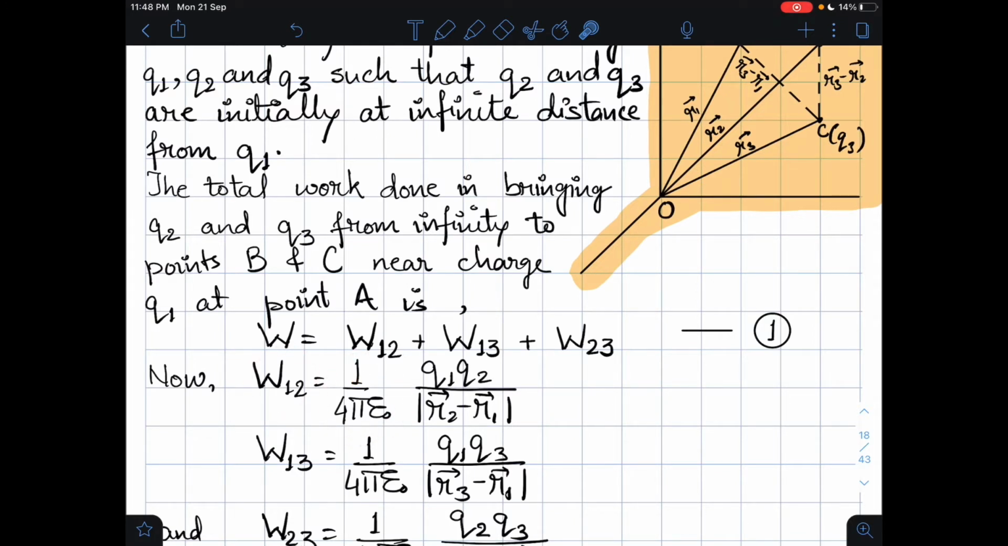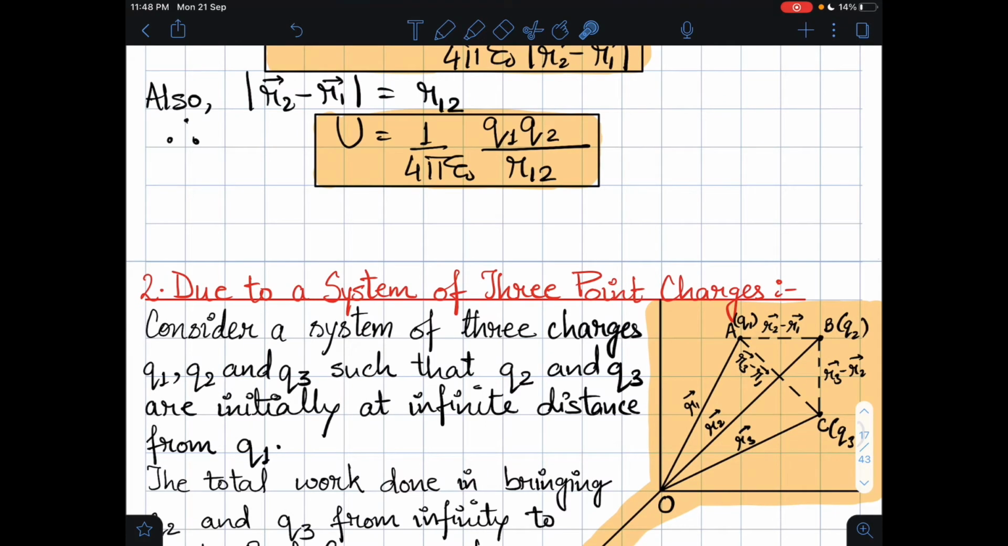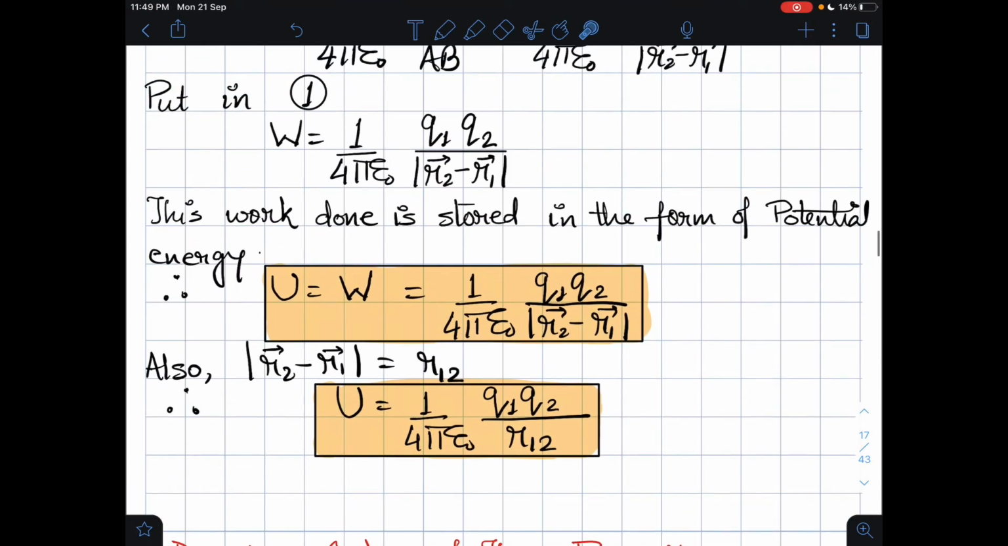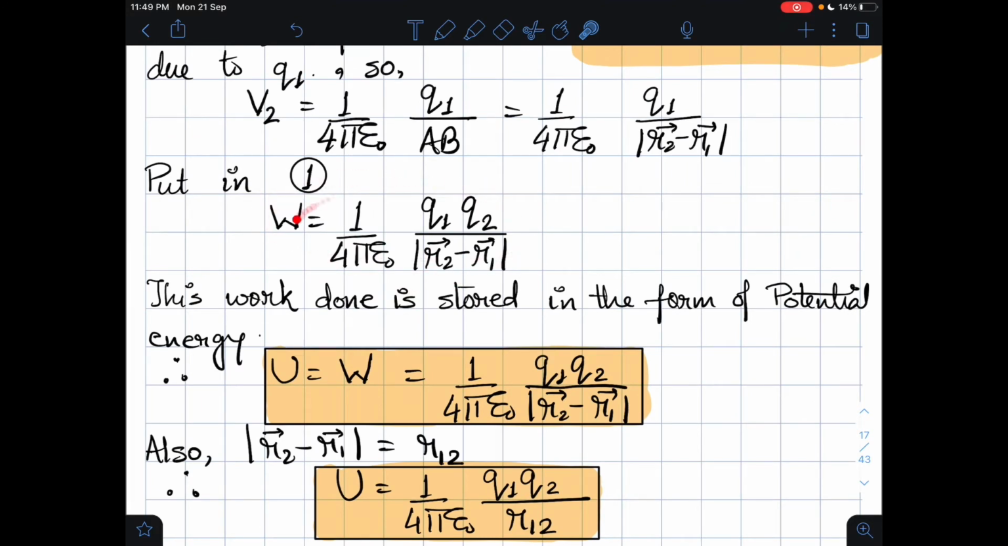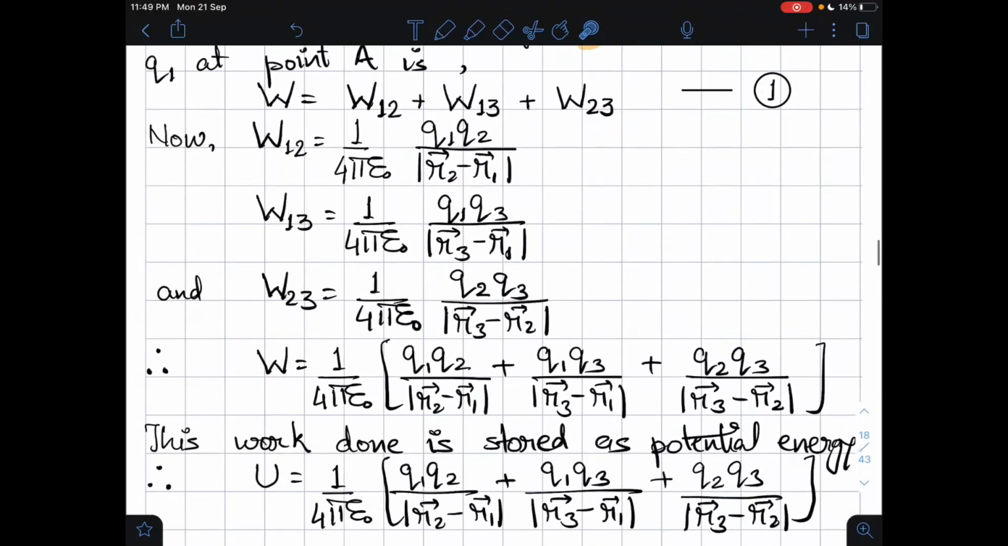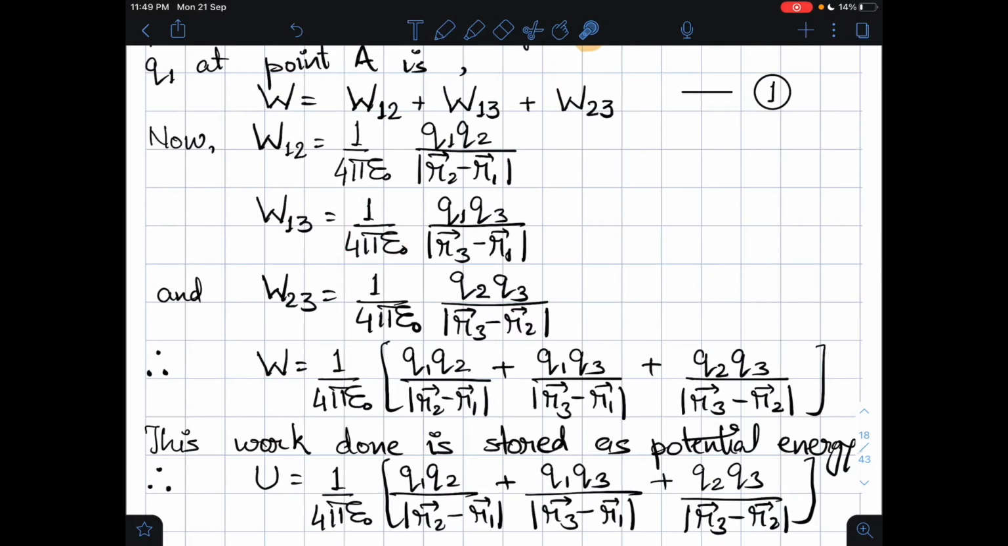Now work done by first on second is 1 upon 4 pi epsilon naught q1 q2 upon mod of r2 vector minus r1 vector, which we have found by directly using this formula. Work done by first on third is 1 upon 4 pi epsilon naught q1 q3 upon mod of r3 vector minus r1 vector, just replacing 2 by 3. By second on third it is 1 upon 4 pi epsilon naught q2 q3 upon mod of r3 vector minus r2 vector. We replace r1 vector with r2 vector because here it is 2 and here it was 1.